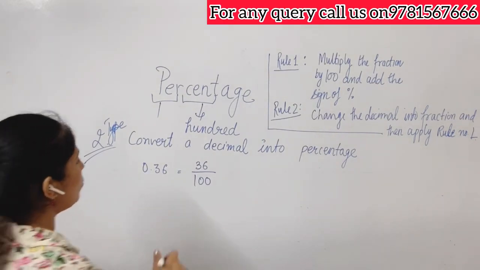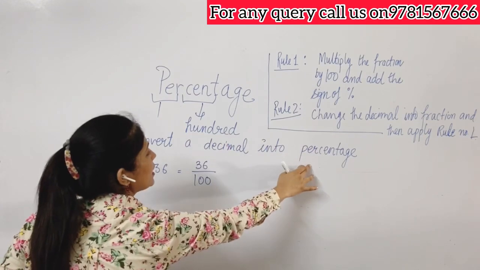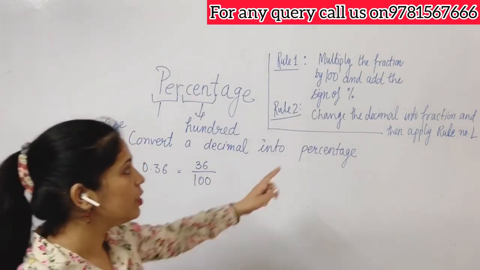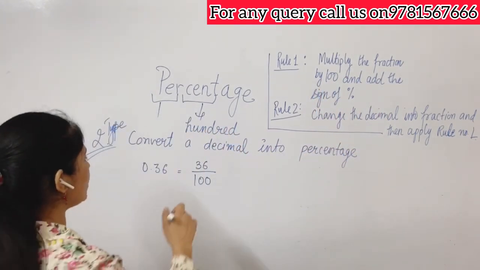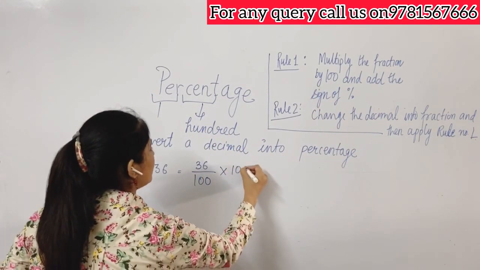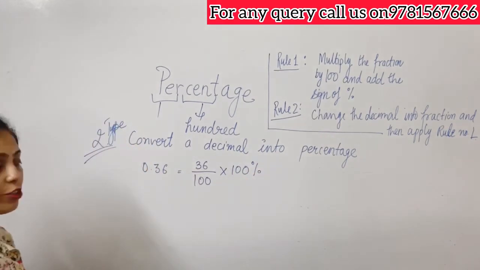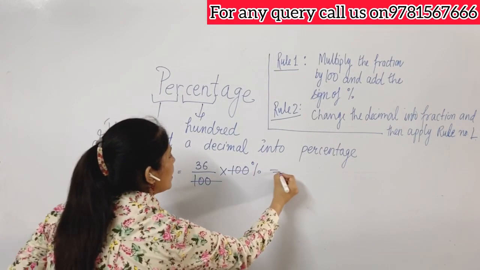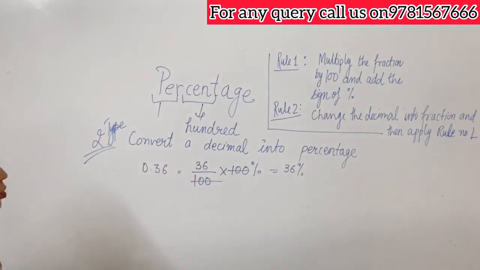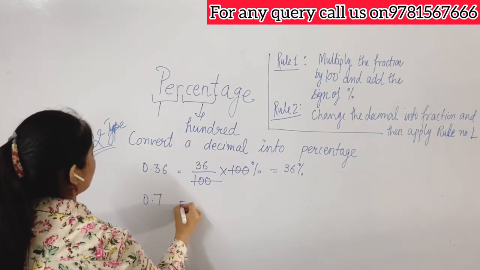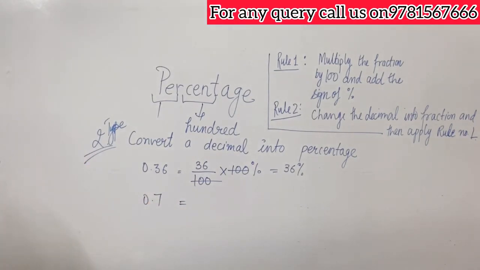Right? Now we have to convert into the percentage. And what is the rule of the percentage? Multiply the fraction by 100 and add the sign of percentage. So multiply it by 100, add the sign of percentage. 100 is cancelled from 100. The answer is 36%. Okay, so do one more sum for me. Let's try quickly. It is not written in your book, but you need to do the practice for these sums also.